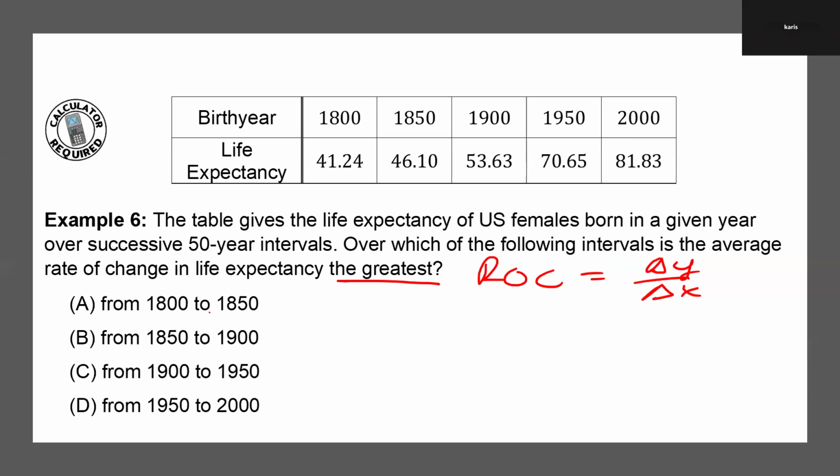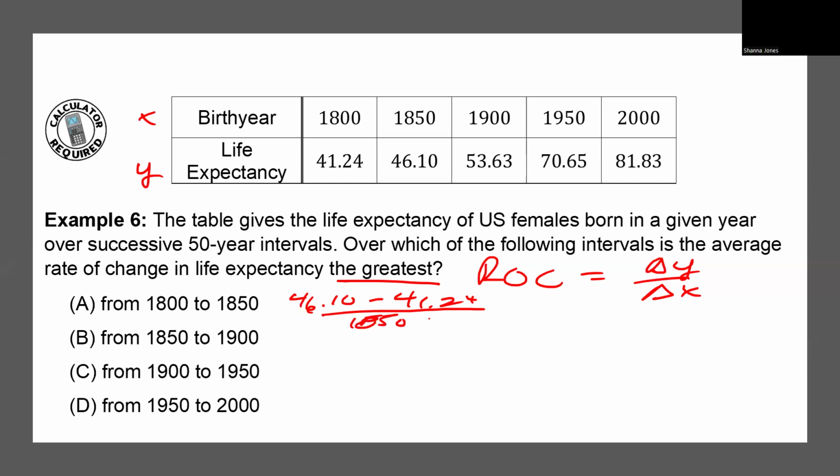So on the first one, it says from 1800 to 1850. Our birth year is our X. Our life expectancy is our Y. So the change in Y here would be your 46.10 minus 41.24 over your 1850 minus 1800. And that's what you're going to do for all four of them to figure out which one is the greatest. Can we handle that? Yes. All right.